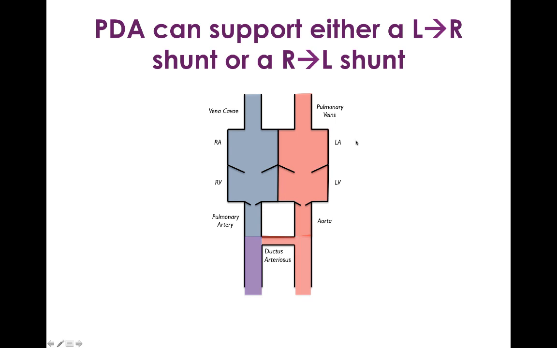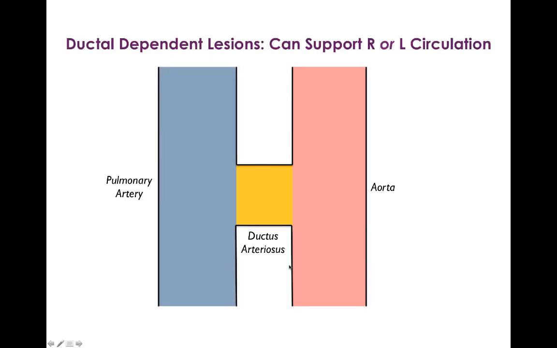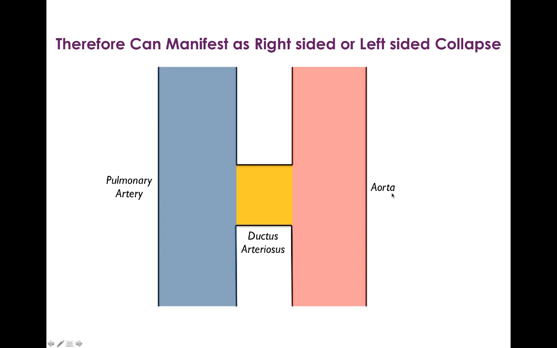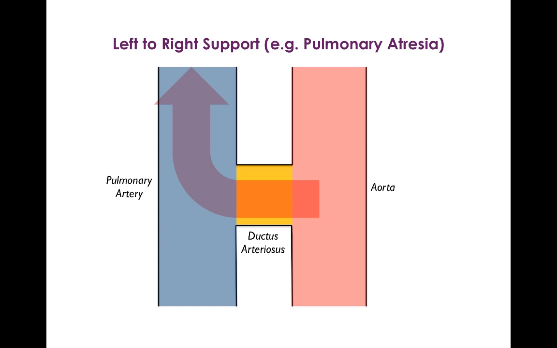So again, here's that Decepticon drawing of the heart with the ductus arteriosus. And here's a blow up of it. So here's the pulmonary artery on the left, the ductus arteriosus, and the aorta on the right. And let's just start with a left to right type of support.